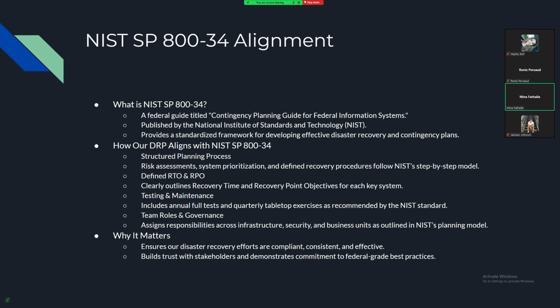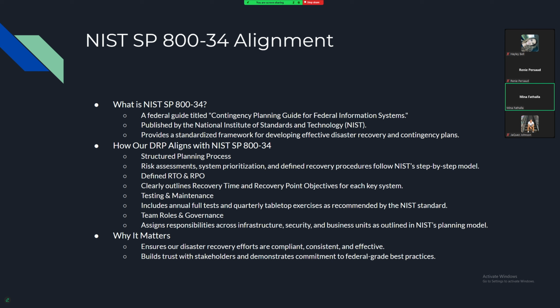So next, I'm going to be covering the NIST SP 800-34 alignment. So just to start off with it, what is NIST SP 800-34? It's a federal guide titled Contingency Planning Guide for Federal Information Systems. This is published by the National Institute of Standards and Technology, or NIST for short. This provides a standardized framework for developing effective disaster recovery plans and contingency plans just in case anything happens.